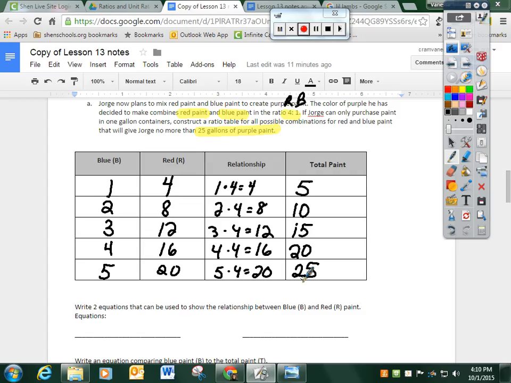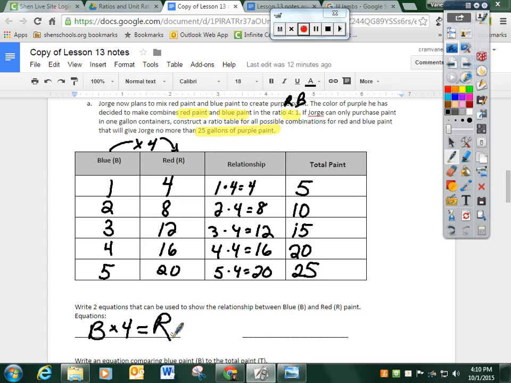Now they want us to write 2 equations that can be used to show the relationship between blue and red paint. Take a minute with your partner. Stop and think. See if you can do this on your own. Pause me if you want to. But I know for the blue paint, you are timesing everything by 4 to get the red paint. So it's B times 4 equals R.